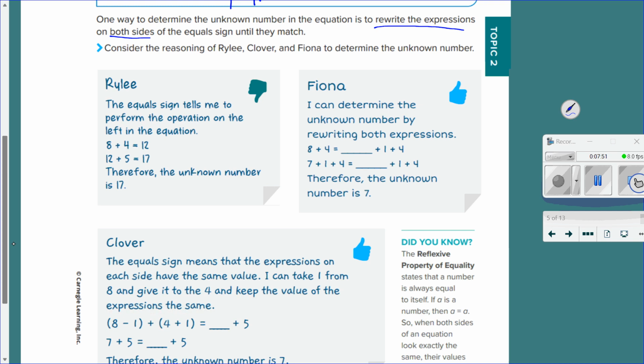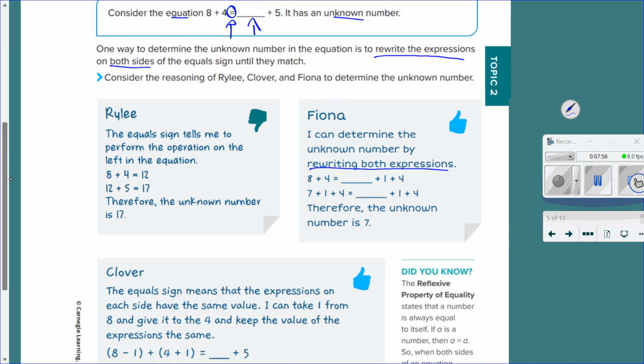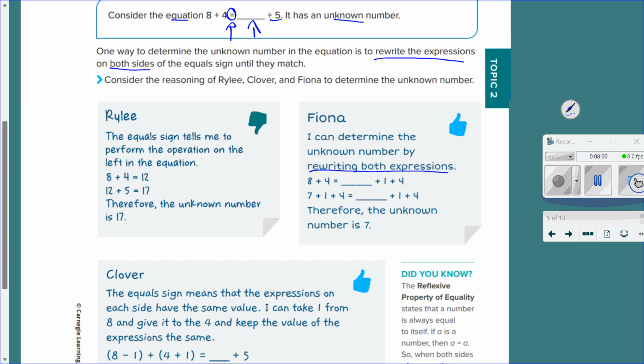Fiona says I can determine the unknown quantity by rewriting both expressions. That's one of the things we want you to get used to today. So she started and said, okay, it's plus 5, but I can rewrite that as 1 plus 4, right? That's still 5? Okay? So on this side, I have the 4 from my original equation. And I've now changed this to 1 plus 4. So she then says, okay, well, I can now take that 8 and break it down to 7 plus 1, correct? So we agree that 7 plus 1 is 8?